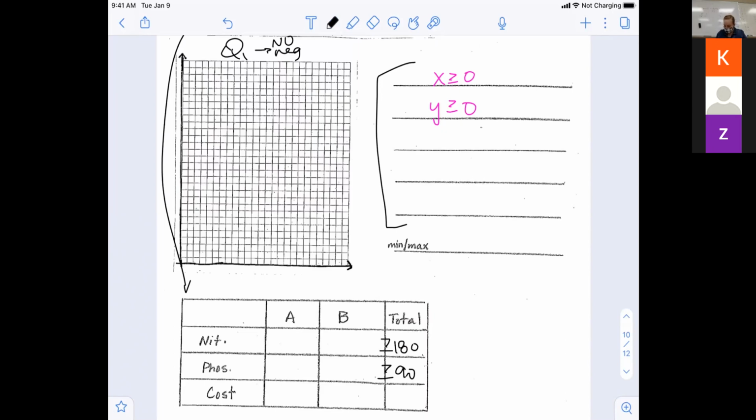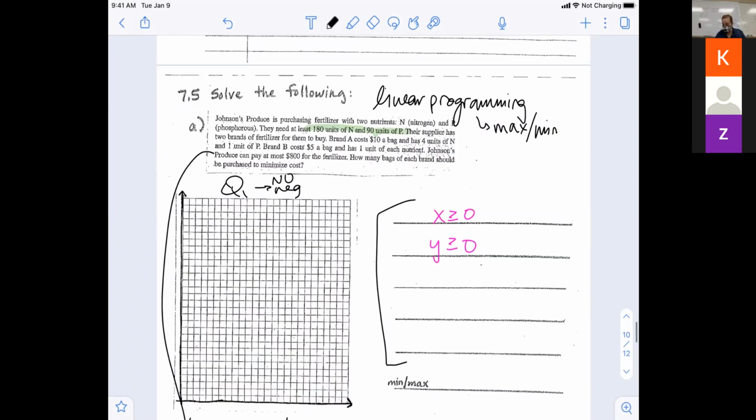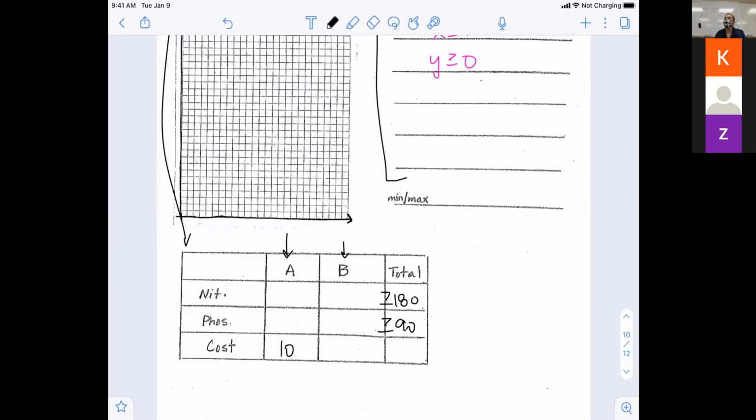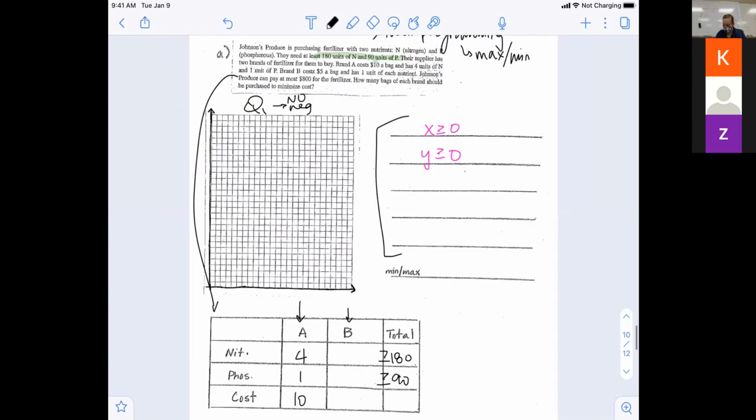Next, I'm going to focus on the columns. I'm going to focus on column A for brand A and column B for brand B. In the next couple sentences, it gives me information about those brands. The first one is talking about brand A. Brand A costs $10 a bag and has 4 units of nitrogen and 1 of phosphorus. So I'm just going to go straight down this column. $10 a bag, that goes in my cost, and I have 4 units of nitrogen and 1 of phosphorus. Okay, cool. Brand B is $5 a bag and has 1 unit of each. So I'm going to do 1 of nitrogen, 1 of phosphorus, $5.